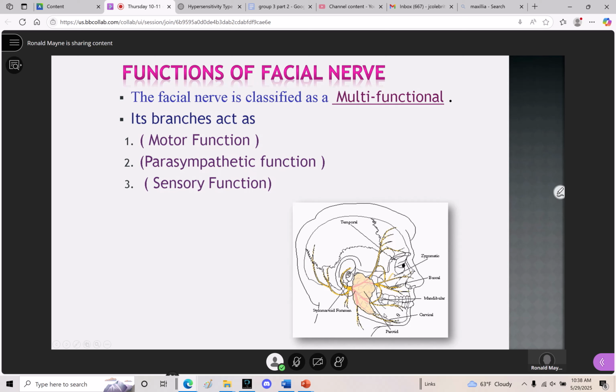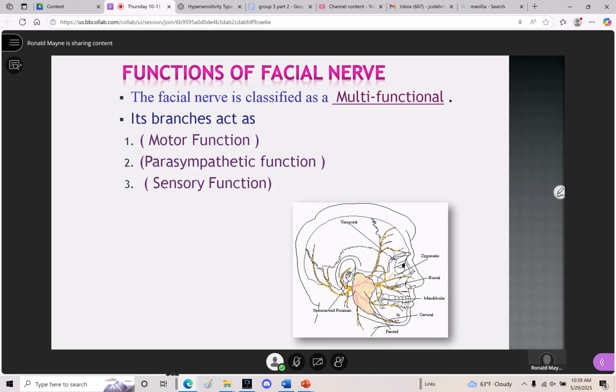But the zygomatic will go toward the muscles, toward the zygomatic bone. You've got buccal, which goes to the soft part of the cheek. Mandibular goes to the jaw. And then cervical to the neck. Then you have the posterior one, which is called posterior auricular. It goes behind the ear.